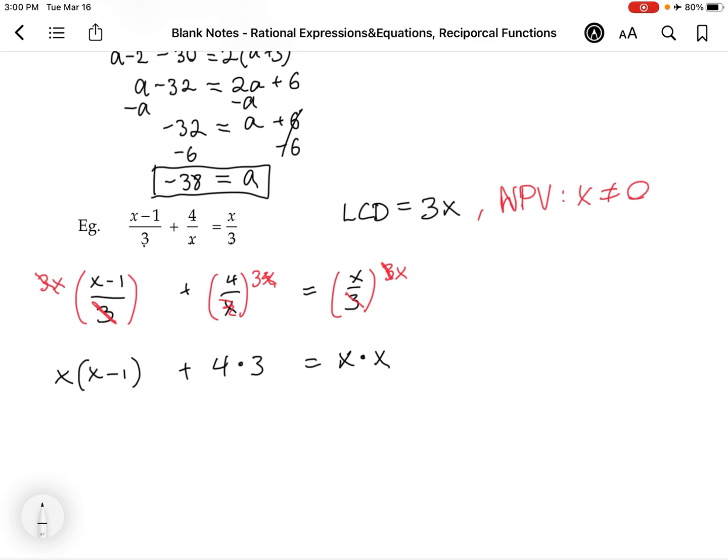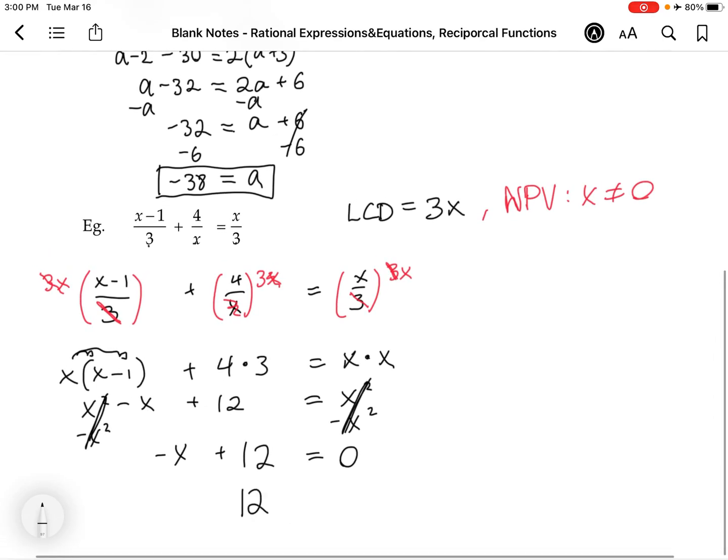Okay, so what I need to do here is do some expansion and then solve and see what type of equation I have left. Okay, so I'm going to have x squared minus x plus 12 equals x squared. If I subtract x squared from both sides, the x squared term actually goes away. So this actually becomes linear. Negative x plus 12 equals 0, which means that x equals 12.